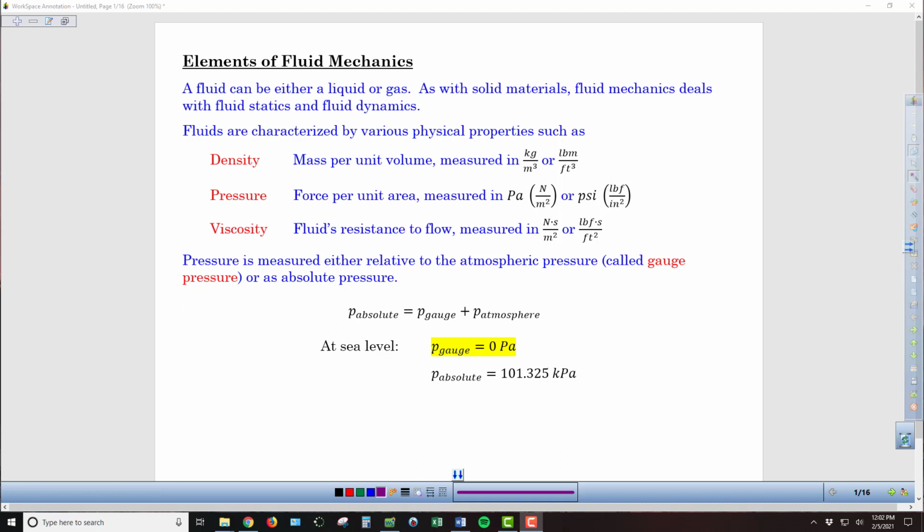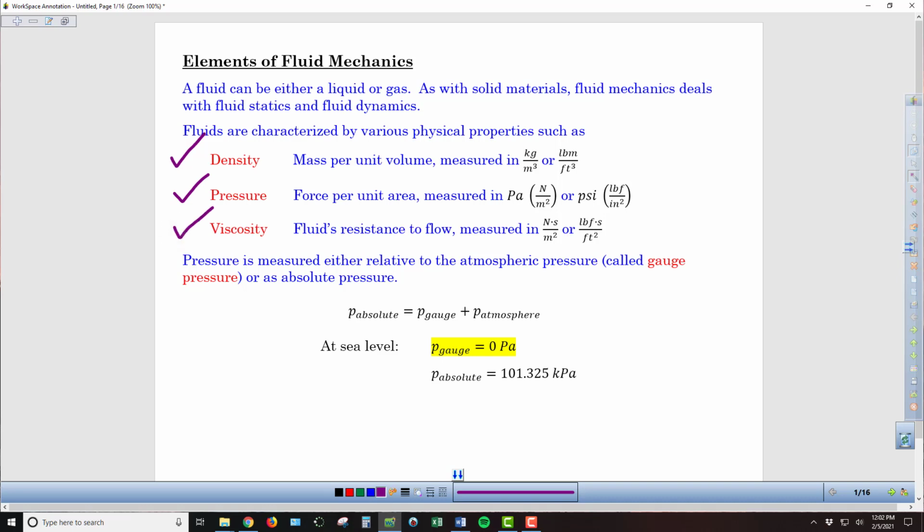Among them, some we have seen before, like density, which is mass per unit of volume, and pressure, which is basically stress, which is force per unit of area. So in SI units, that's pascals. In English units, the standard is PSI, or pounds force per square inch.